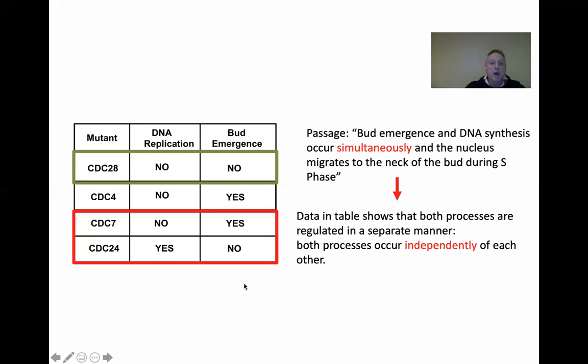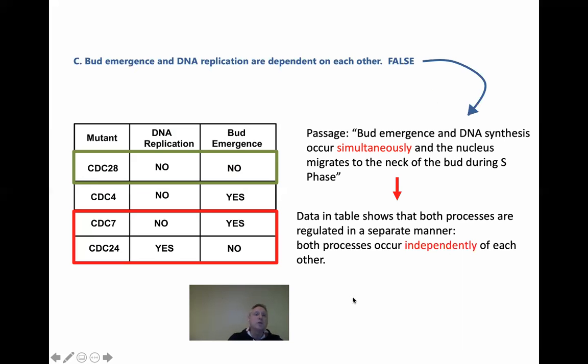So with that in mind as your backdrop, what you do is you immediately look at choice C and say, bud emergence and DNA replication are dependent on each other. They are not. And the reason why they're not is because you can see there's distinct phenotypes with the mutants. So we know C is the right answer because it's a false statement.